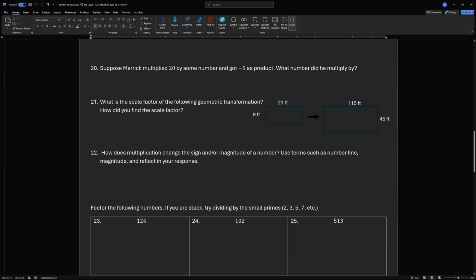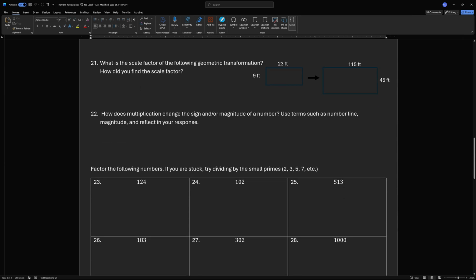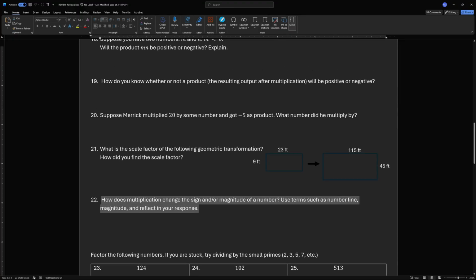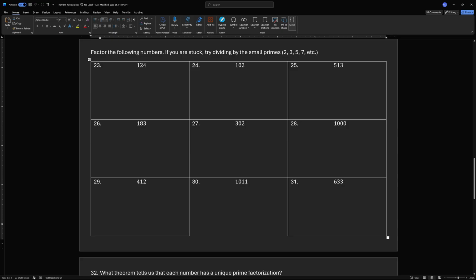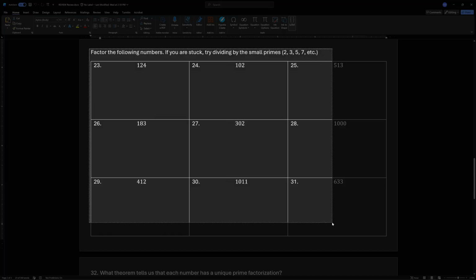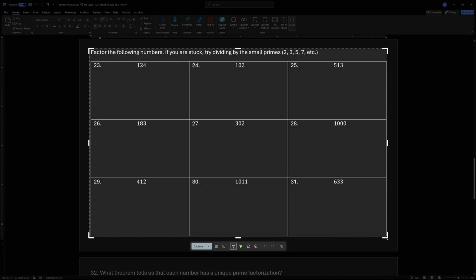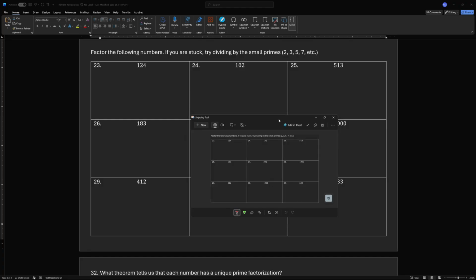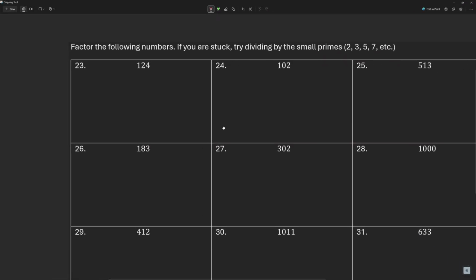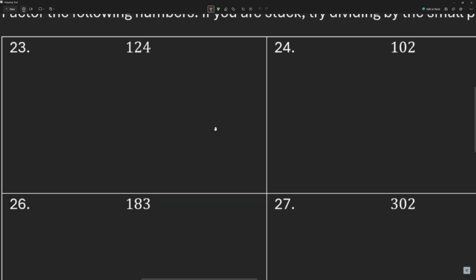21's a fun one. Yeah, 22, I guess that's kind of a continuation of 18, huh? So let's talk about some factoring. Nothing too crazy. Man, some of these are hard. I just made these numbers up. So normally I'm a little bit more sophisticated.